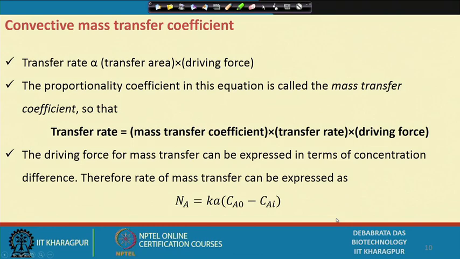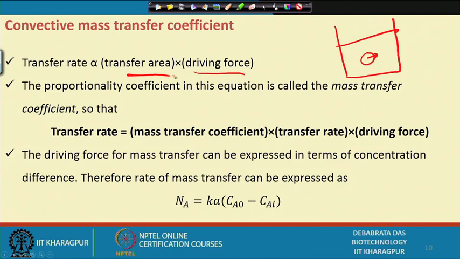Now, for the convective mass transfer coefficient, the transfer rate is proportional to the transfer area and the driving force. Suppose there is a liquid and in the liquid there is a bubble. If you want to transfer oxygen from the gas to the liquid, it depends on two factors. One is the driving force, meaning the concentration gradient, and the other is the transfer area. The more the area, the more the mass transfer.